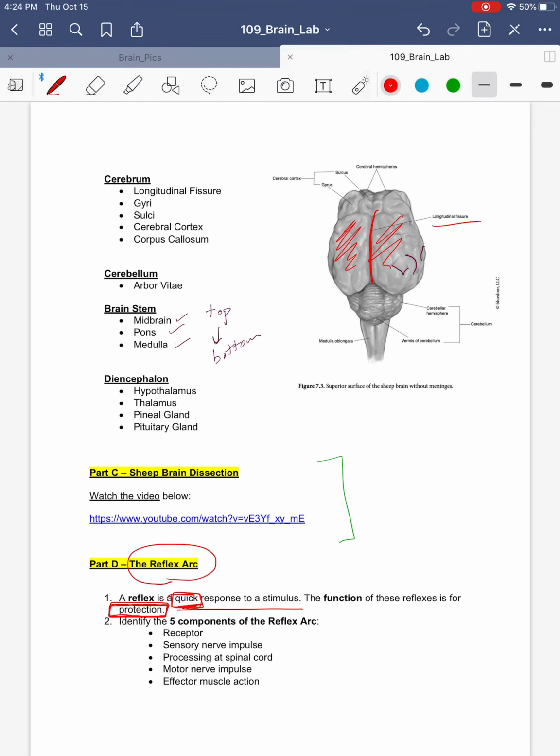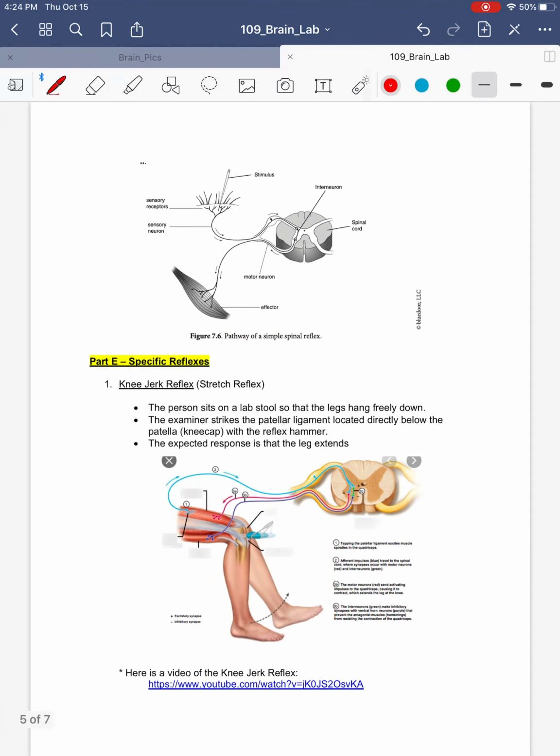You don't have to think about your leg kicking out when we strike the patellar tendon, right? So it's a quick response to a stimulus, so quick that it's involuntary, and it is really good at protecting us because it's so quick. Make sure you review the 5 components of the reflex arc. Here they are listed. And then I also give you a picture. This is actually from your lab manual.